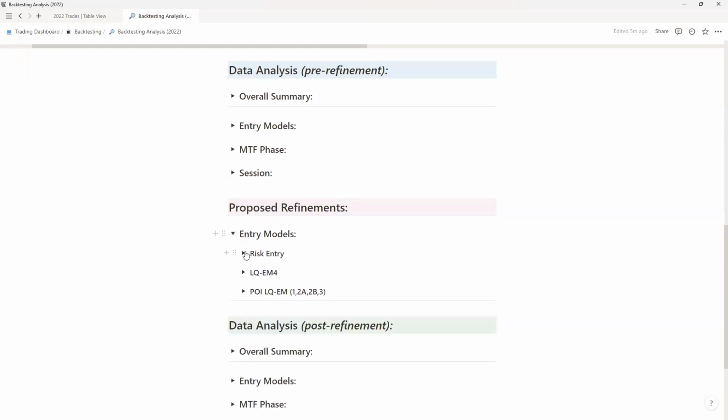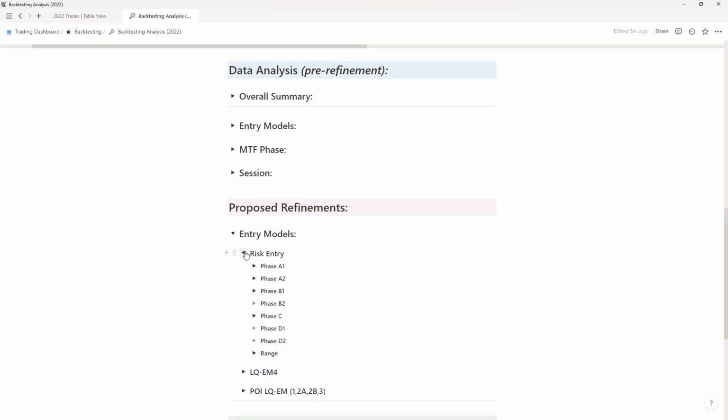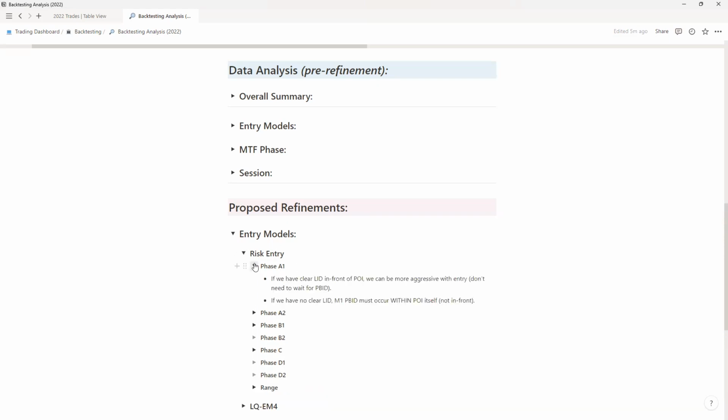Now, I would just have a little option down here where obviously I was going through my entry models and I was making a note of some of the refinements I would like to make to specific either entry models or specific phases. And as you can see here, we had our risk entries in phase A1. And if we just take this as an example, I had the proposed refinement: if we have no clear leg inducement, our M1 pullback inducement must occur within the POI itself, not in front. And how did I come to this conclusion?